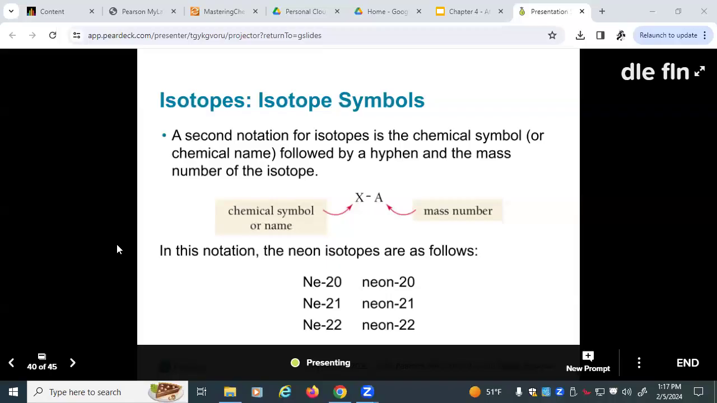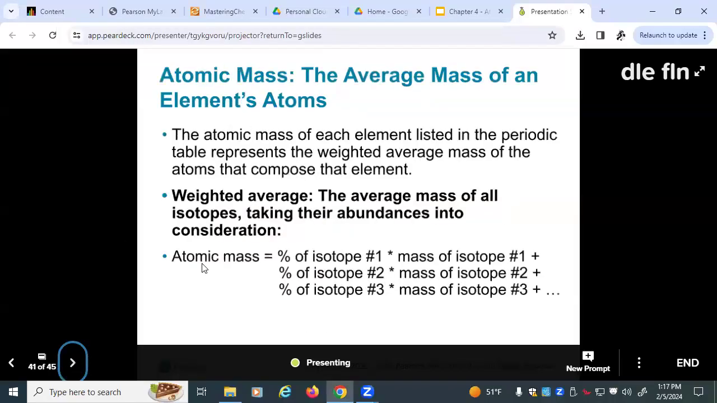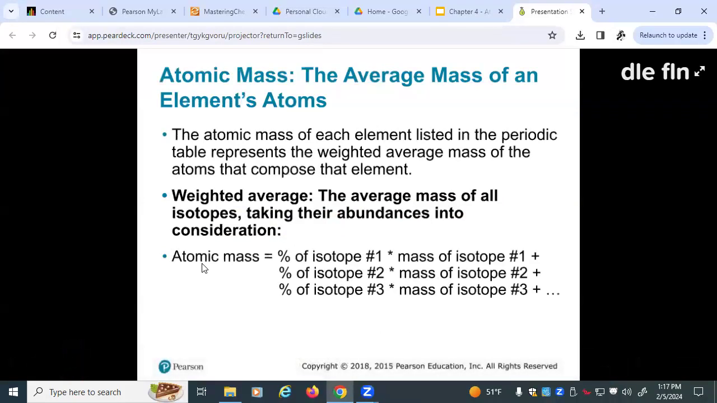So moving from there to the last piece of information out of this particular chapter, we have atomic mass. Now, atomic mass is different than mass number. Mass number was focused on the total number of particles in that nucleus.